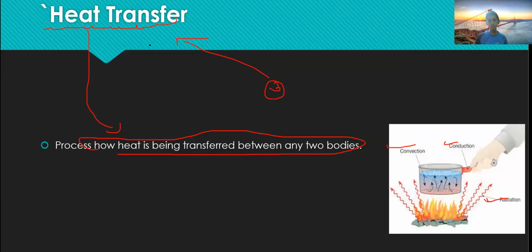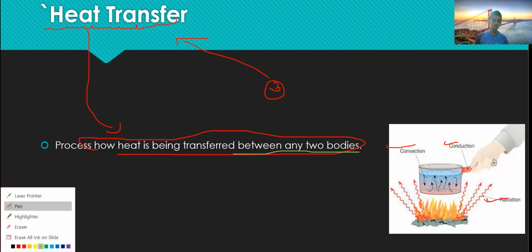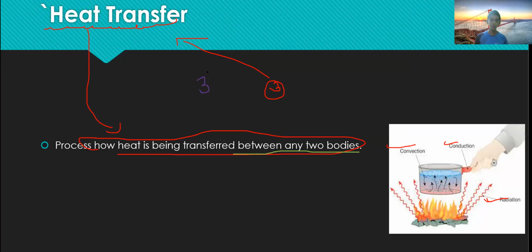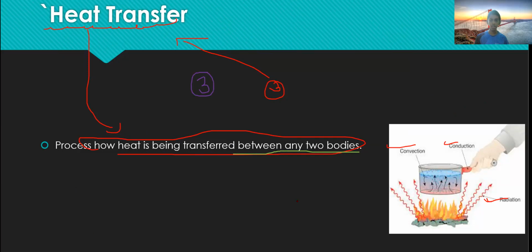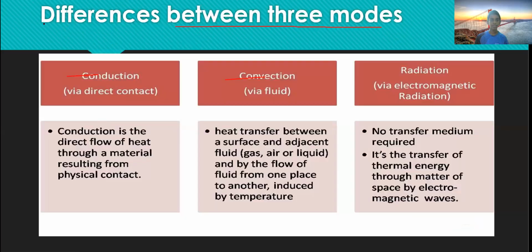Now we will learn about heat transfer. The process by which heat is transferred between any two bodies is called heat transfer. There are basically 3 modes of heat transfer. Now we will learn about the 3 modes of heat transfer, how they occur, and the differences between them. The first one is conduction, then convection, and then radiation.